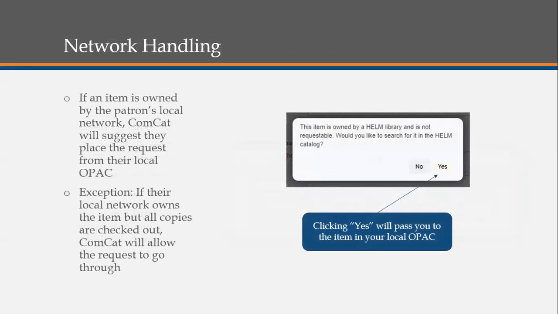If a patron attempts to request an item owned by your network, a pop-up will appear suggesting that they request the item from their local OPAC. Clicking yes on this pop-up will take them directly to the item record in your OPAC so they can place a hold there. As mentioned before, staff can override this feature if the item owned by your network is unacceptable. If your network owns the item but all copies are checked out, the pop-up won't appear and ComCat will allow the patron to request it.